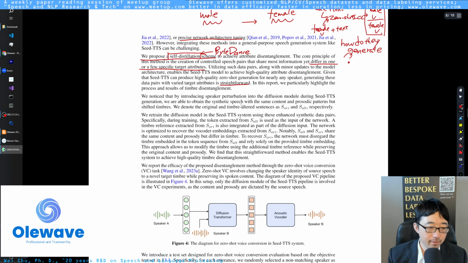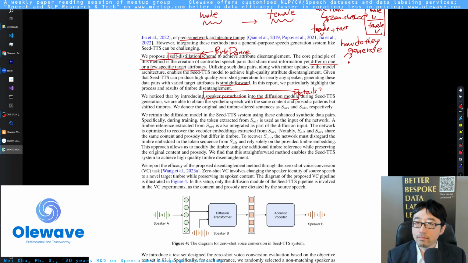And then, okay, this is how they do it. They obtain the synthetic speech with the same content and prosodic pattern. They introduce speaker perturbation into the diffusion module. The details are not known. So I think this is crucial, very important. They generate the synthetic speech with the same content and prosodic pattern, but shifted timbre.